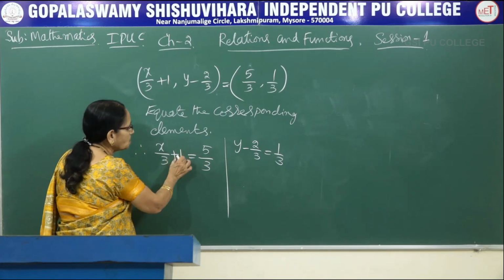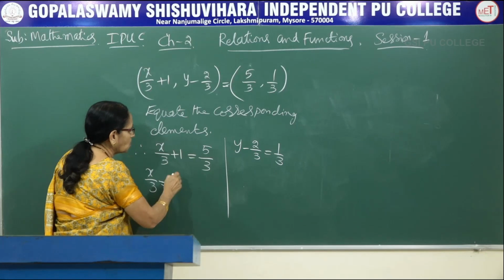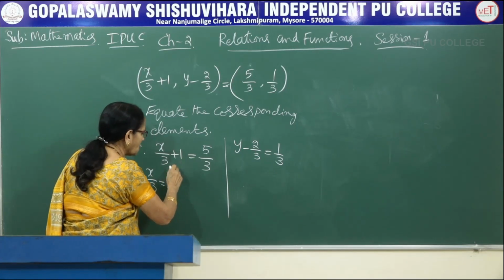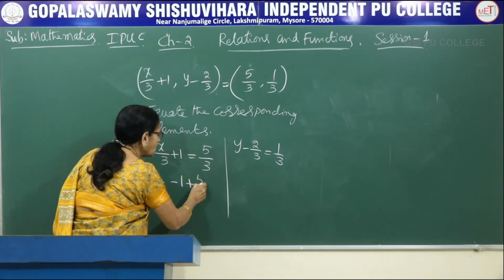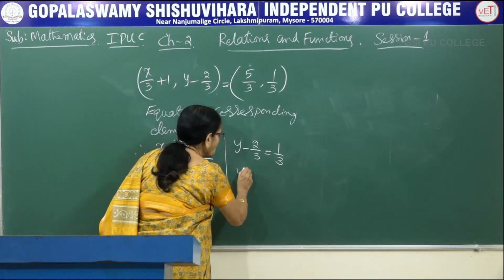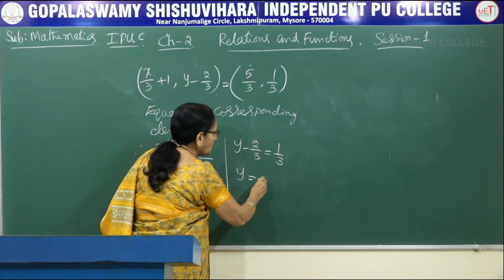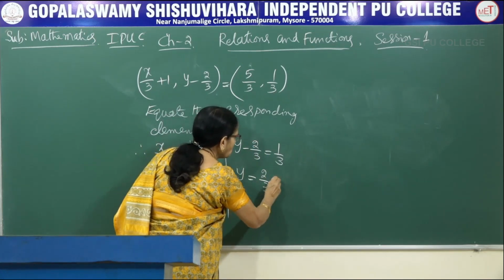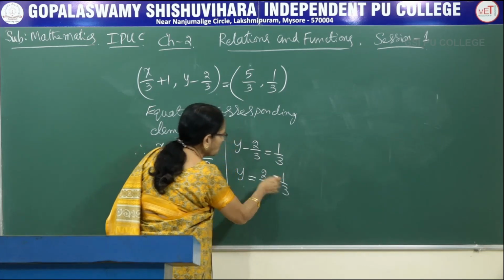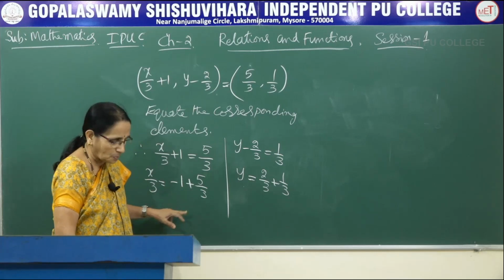First let me shift this one to the right hand side. That is x by 3 would be equal to, now this plus 1 becomes minus 1 plus 5 by 3. Whereas here for y we don't have any fractional value with that one. Here minus 2 by 3 would become plus 2 by 3. So both of them are positive, whereas here one is negative, the other is positive.